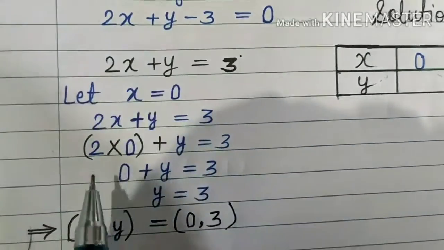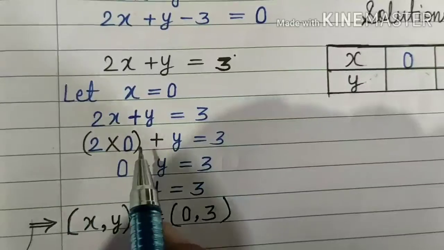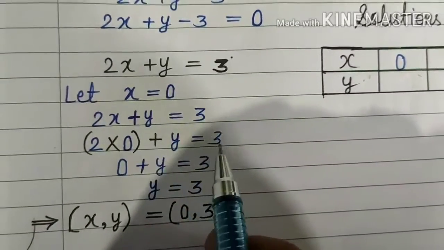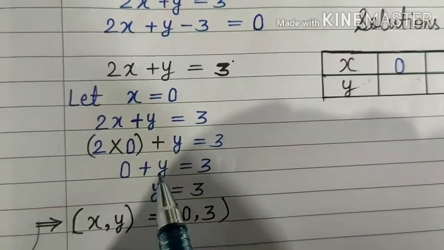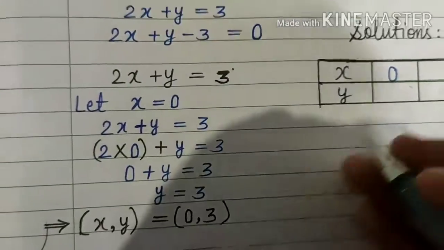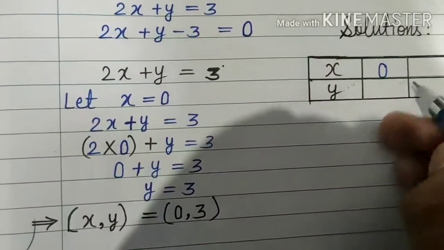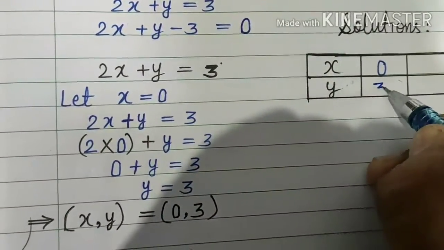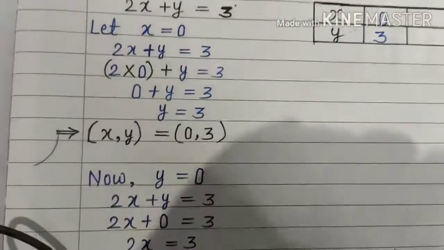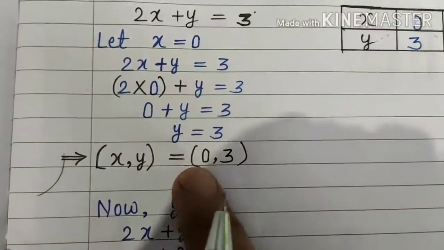So 2 into 0, so 2x plus y, so 2 into 0 plus y equals 3. Now 2 zeros are 0, so 0 plus y equals 3, so y comes what? 3. So when we have used x as 0, what is the value of y? That is 3. Okay, now this is the coordinate of x, y: 0, 3.